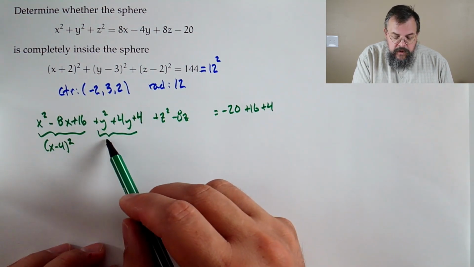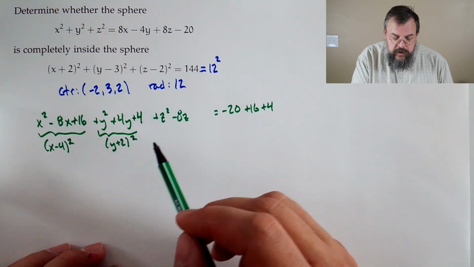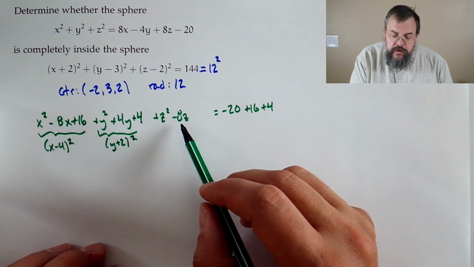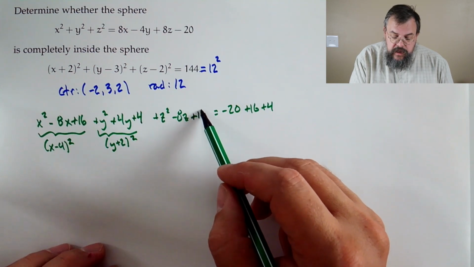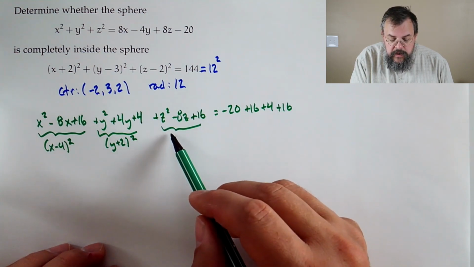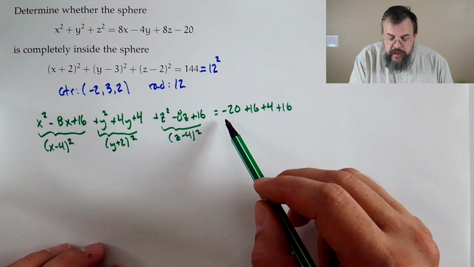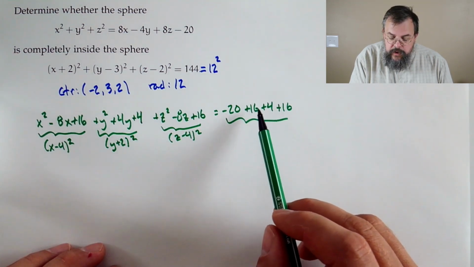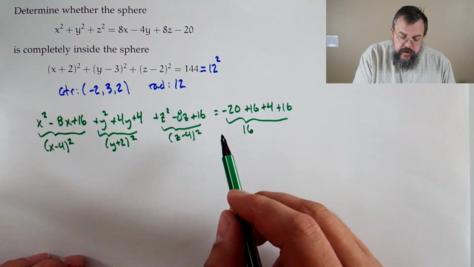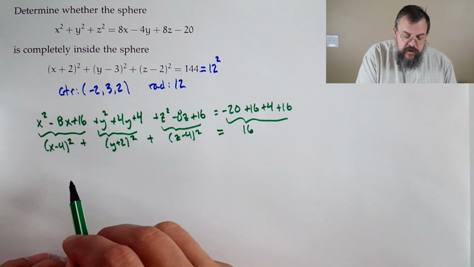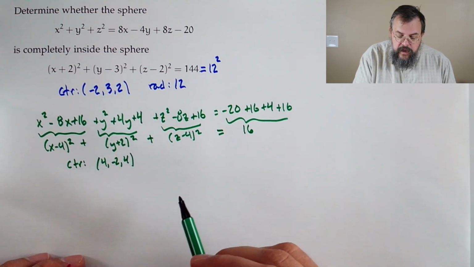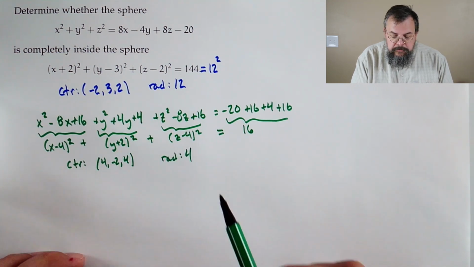Okay, so this will become (y plus 2) squared. z squared minus 8z. Well, negative 8 divided by 2 is negative 4. Squared, 16. So add 16 over here. All right. So we get (z minus 4) squared. And then over here, you actually get a nice cancellation. The 16 and 4 combined to 20 cancels with negative 20, leaving 16. So we can now see what happens. Our center is at (4, -2, 4), and our radius is 4.